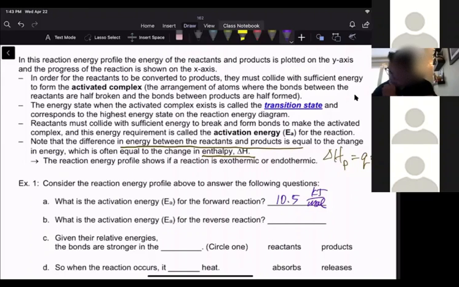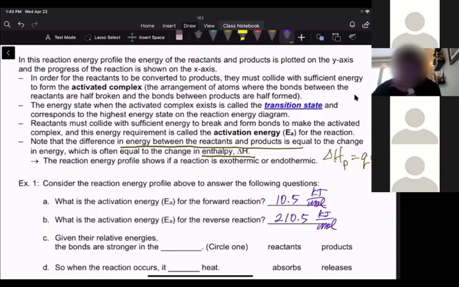Then the reverse direction, the products are way down at minus 200 kilojoules per mole, and they have to get up over that barrier to the transition state. So that's going to be 210.5 kilojoules per mole.